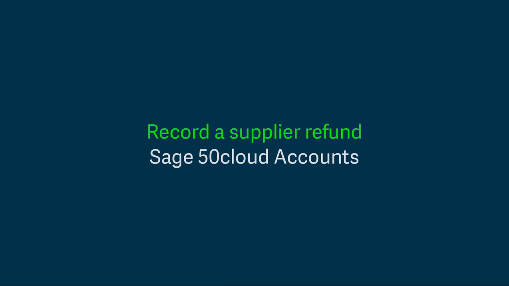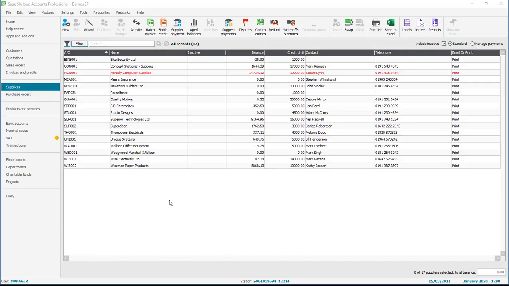In this video, we're going to look at how to post a supplier refund in Sage 50 Cloud accounts. In this example, we're already in suppliers, and we can see our first supplier on the list, we've got this negative balance, indicating that we're £25 in credit.